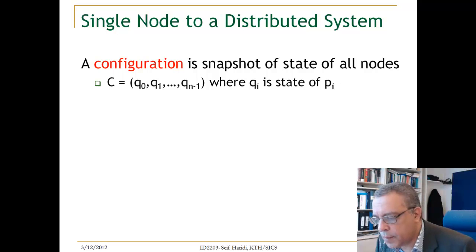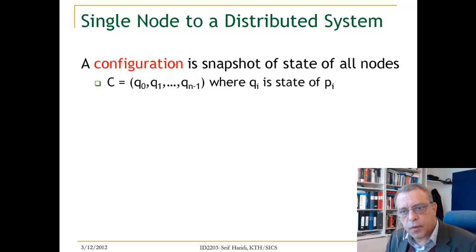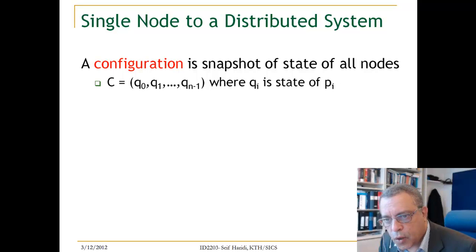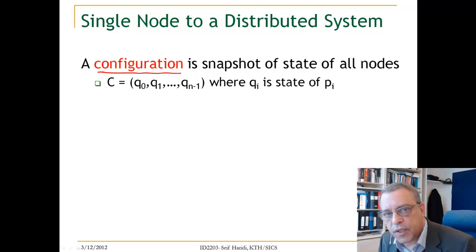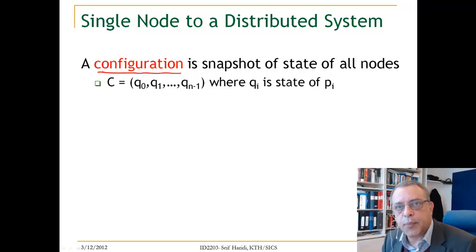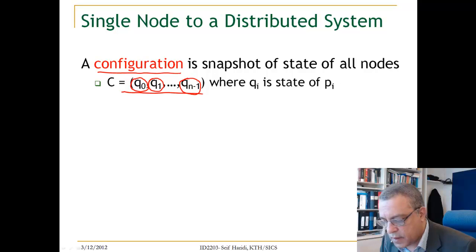So now we move from a single node to a set of nodes. And a set of nodes describes a distributed system. So we are going to compose the state of the system from the state of each node. A configuration, which is the state of the system as a whole, will be a snapshot of the state of every node. So this is the state of node 0, this is the state of node 1, and this is the state of node n-1.